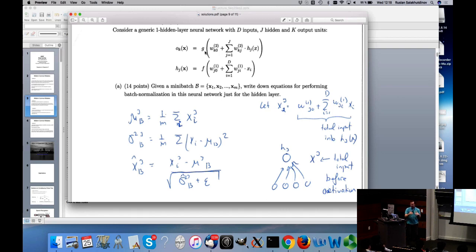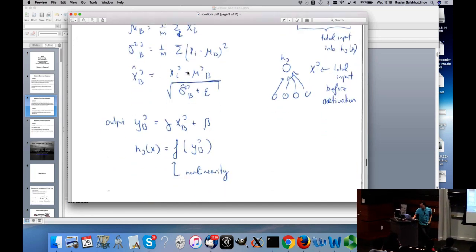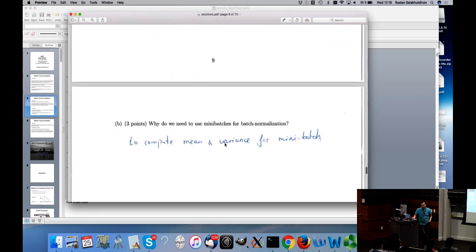There's two options here. You can either apply batch normalization as a total input to the hidden, or you can also apply batch normalization as a total input to the output. That's fine as well, even though in many cases people don't really do that. People do batch normalization as a total input to the hidden units. And so as long as you've written these expressions, you would have gotten the marks. And then you pass it through the nonlinearity.